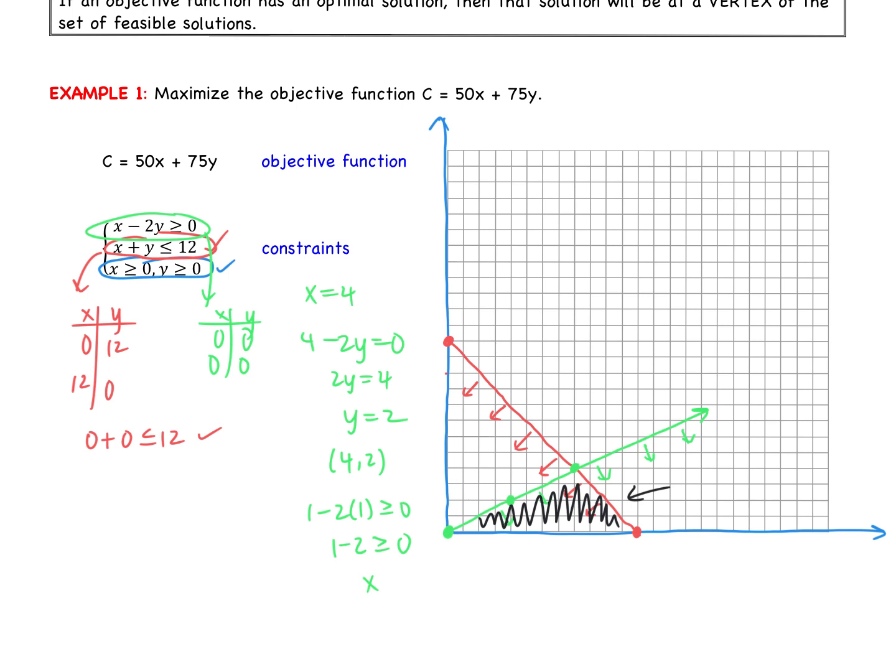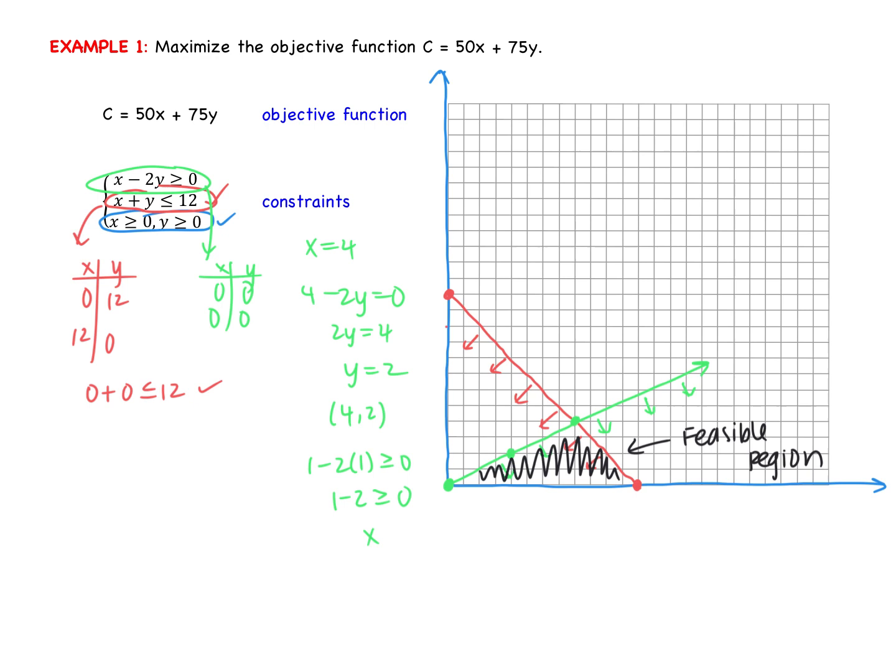This region has a fancy name. It's called the feasible region. And what I'm going to tell you is that the maximum and the minimum is always one of the vertices of the feasible region. Always. It's not going to be anywhere else. It's going to be one of the vertices. So the last thing that you're going to do is find the maximum. And here's how you're going to do that.